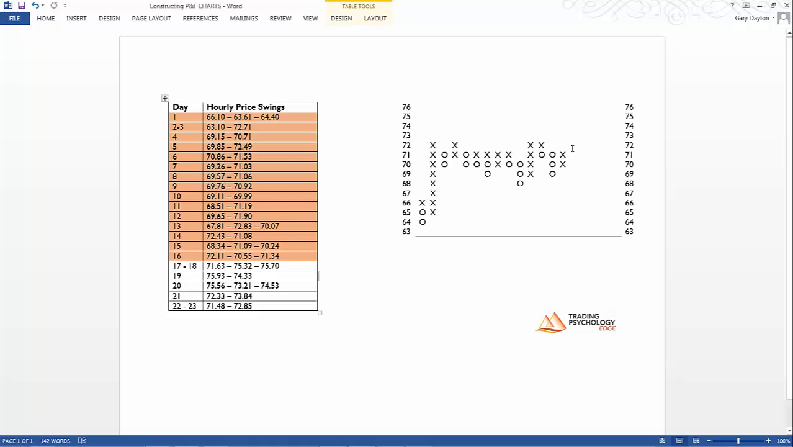So we continue that column by putting in another X at 72. The market then falls back to 70.55, so we come back to 71. We can't go all the way down to 70 because 70.55 is larger than 70. And then the market rallies up to 71.34, but that doesn't mean much for us on our point and figure chart because we can't push up to 72. It's not enough. So we stay here at 71 for the day.